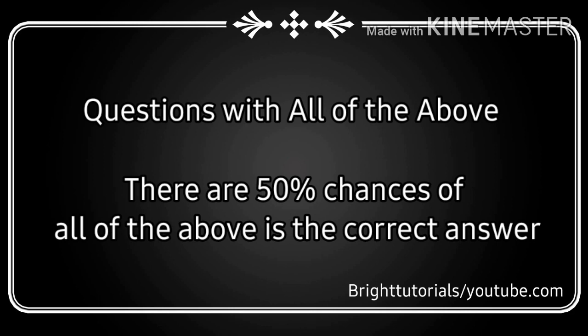Questions with the options all of the above and none of the above. There are 50% chances that the all of the above or none of the above option will be correct. So at the last moment, if you don't know the answer, you can directly answer all of the above or none of the above in the given question.